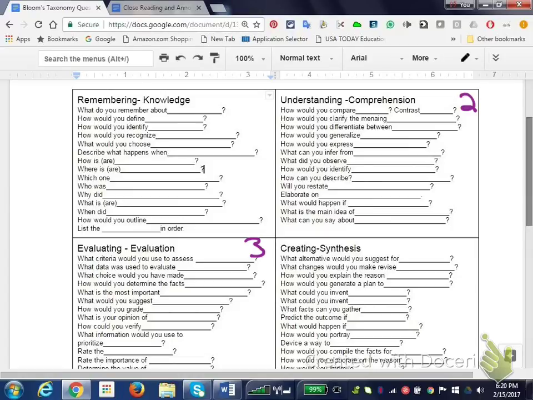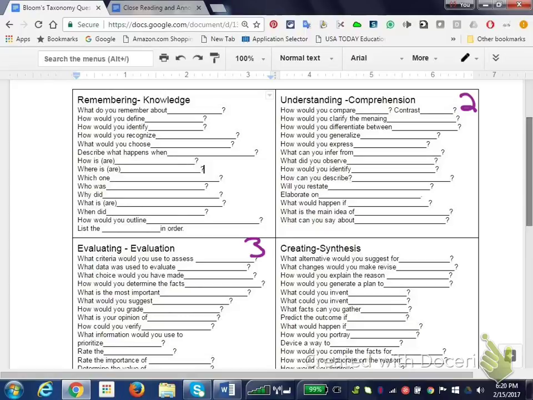How would you compare and contrast? How would you clarify the meaning? How would you differentiate between? How would you generalize? How would you express? What can you infer from? What did you observe? How would you identify? How can you describe? Will you restate? Elaborate on? What would happen if? What is the main idea of? And what can you say about?